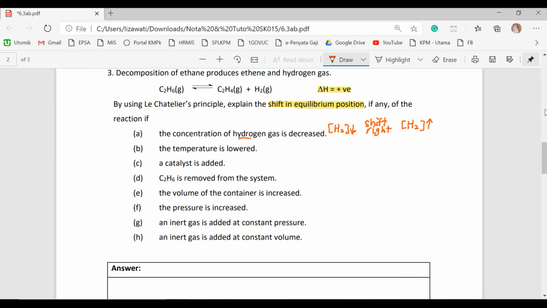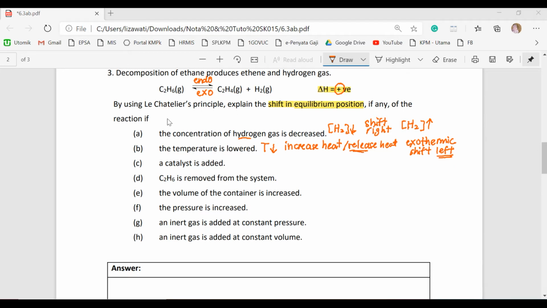Next, when the temperature is lowered, the system tries to increase heat. We refer to the delta H value here, which is positive, meaning the forward reaction is endothermic and the reverse reaction is exothermic. So to increase heat, the system releases heat, which means the reaction favors exothermic. Therefore, the reaction will proceed to the left.